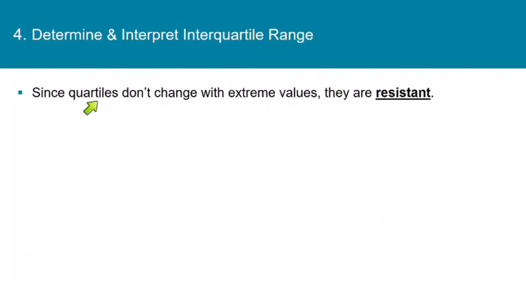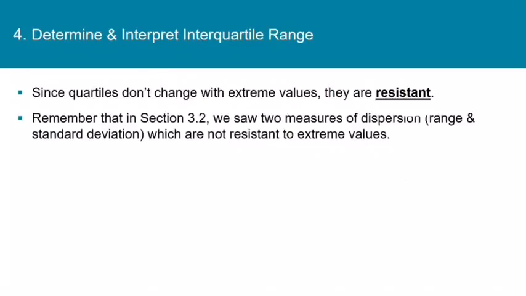Now, since quartiles don't change with extreme values, they are resistant. Remember, we've talked about resistant statistics before. In section 3.2, we saw 2 measures of dispersion that were not resistant. We talked about range, and remember, range is only calculated using the most extreme values, the largest value minus the smallest value. So definitely range is not resistant to extreme values.